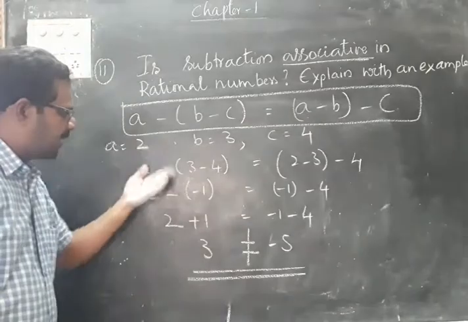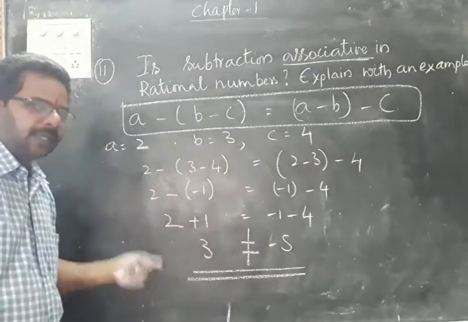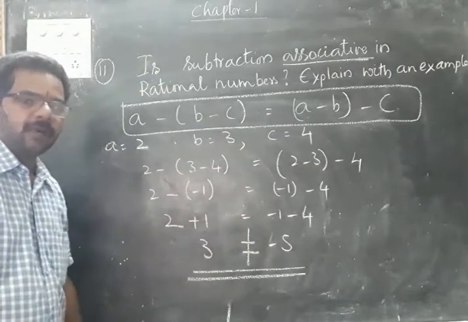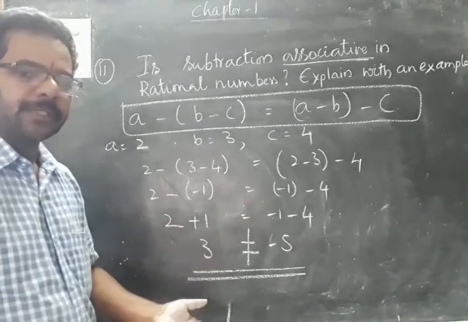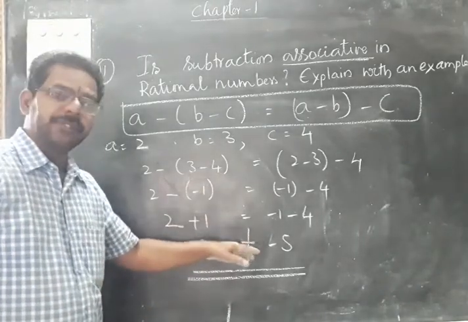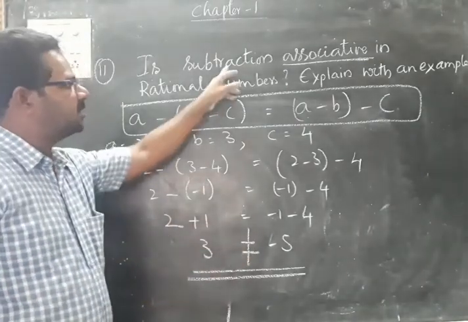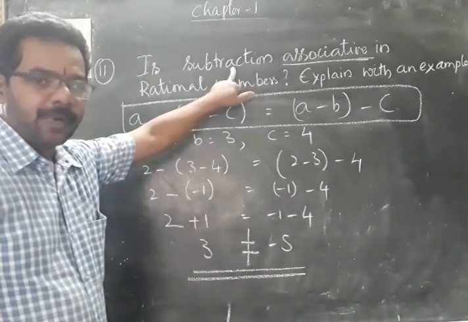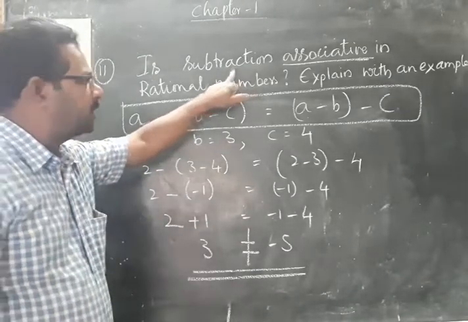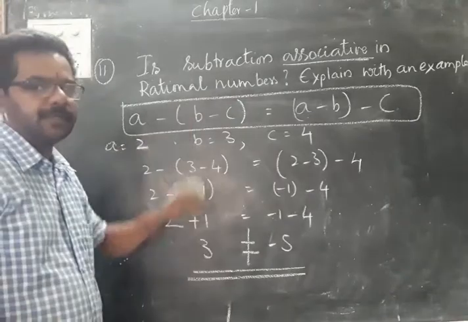With an example, they asked, we have taken an example. Here, 2, 3, 4, three numbers I have taken. You can take any other numbers. With the help of those numbers also you can prove this is not associative. Which one? Subtraction is not associative in the set of rational numbers. Okay.